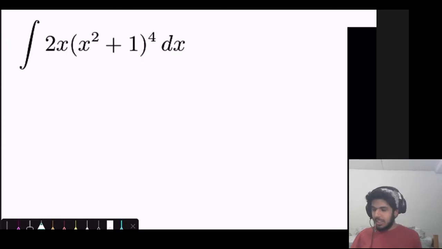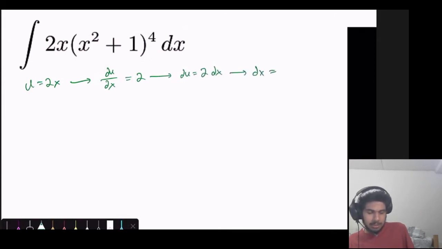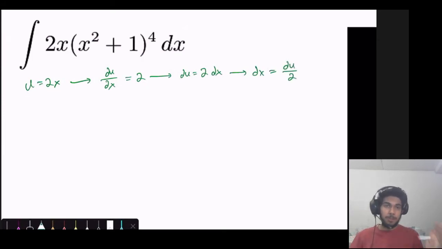So let's just see what would be a good choice for u. Let's try u equal to 2x. So that's the first step, choosing our u. Then we want to find du dx and eventually dx. So this tells us that du dx, we just take the derivative of both sides, equals 2. That tells us du equals 2 dx. And solving for dx, we get dx equals du over 2. So we've chosen a variable and we've solved for dx.